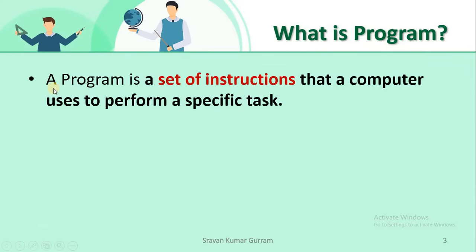See the definition first. A program is a set of instructions that a computer uses to perform a specific task. So if you want to perform any task, you need to write instructions. Those set of instructions are called a program.